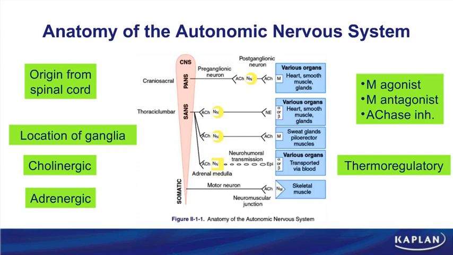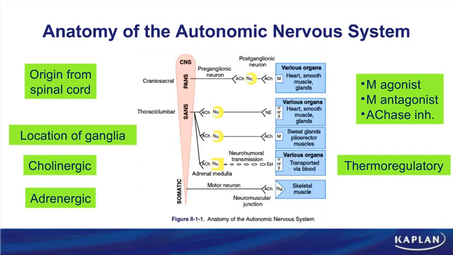What about GI motility? Parasympathetics increase motility. Muscarinic agonists will increase GI motility. And urinary motility will also be increased. Once again, those are all things that are consistent with parasympathetic activation.